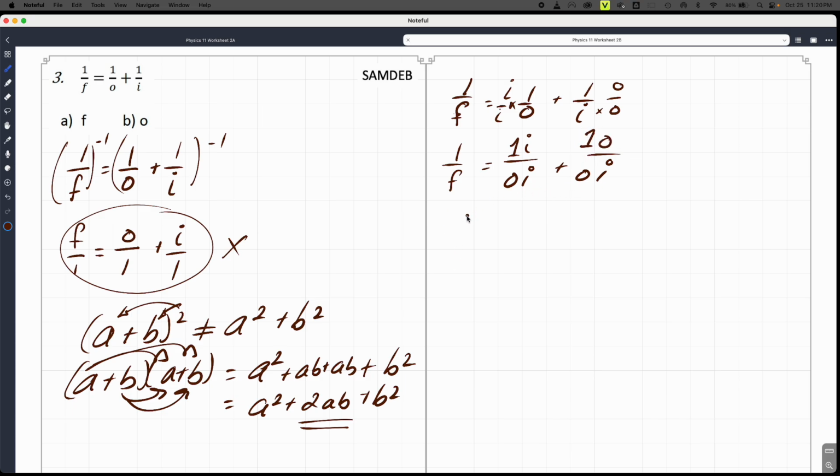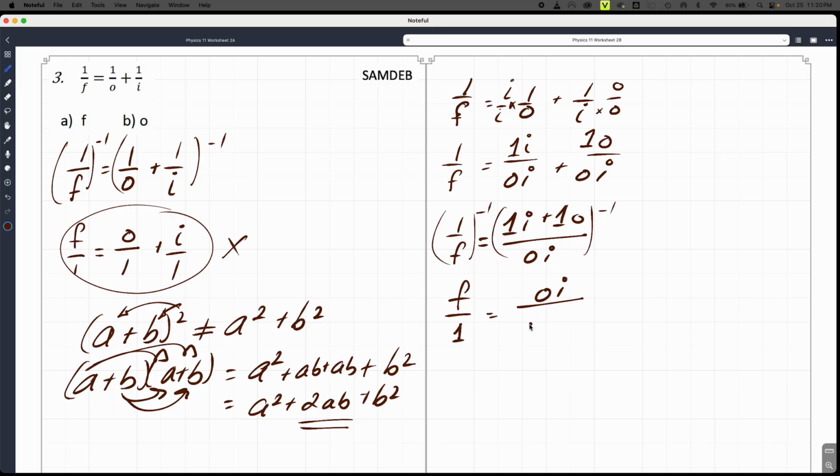Now that we have a common denominator, we can group the numerator and put it over the one common denominator. Because of that, we can now take the reciprocal of this side, and we won't be missing any terms because we don't distribute it. So it works out to be f over 1 equaling OI over 1I plus 1O, which is effectively f. F divided by 1 is f, equaling OI over the sum.